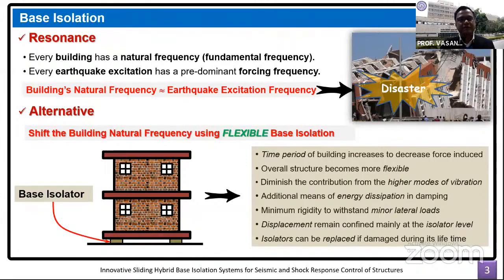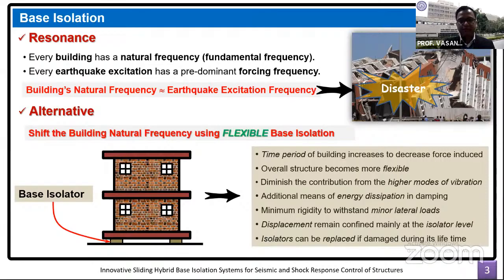So in terms of dynamics, of course, the time period is lengthened and frequency is reduced when we incorporate such flexible isolation systems. And this helps in making the structure more flexible than the conventional structure. And the higher modes contributing towards the response reduce. Plus, these isolation systems have additional means of dissipation of energy, either in terms of viscous damping or in terms of friction. So today, again, I will focus more on the energy dissipation through the friction mechanism.